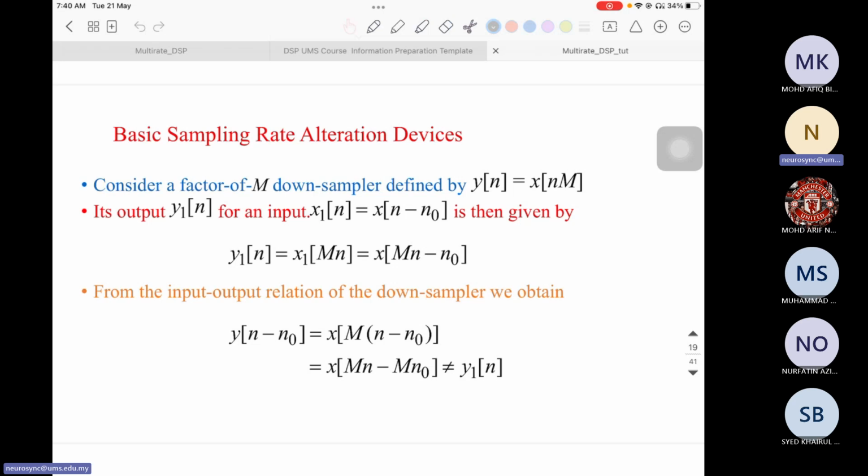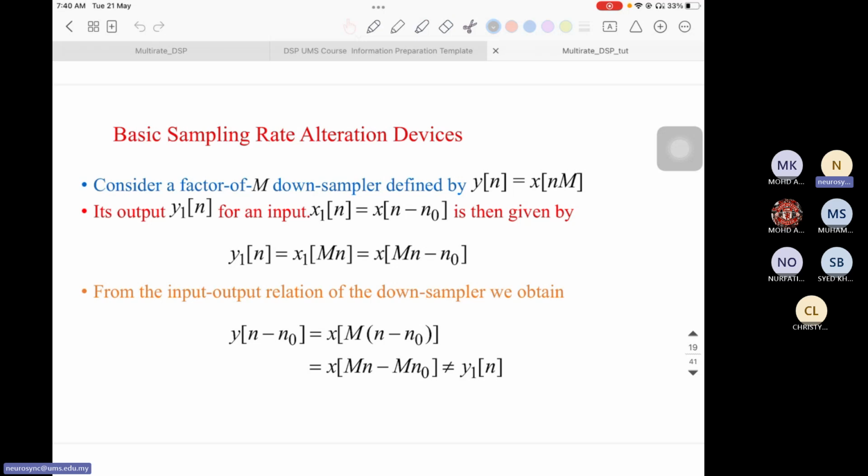In multi-rate DSP, we can get the particular signal with a different sampling rate. So we can change the sampling rate according to the requirement. If I want to increase the sampling rate, then I can use an upsampler, which is a device where I can get an increased sampling rate. If I want to decrease the sampling rate, in that case, I can use a downsampler.